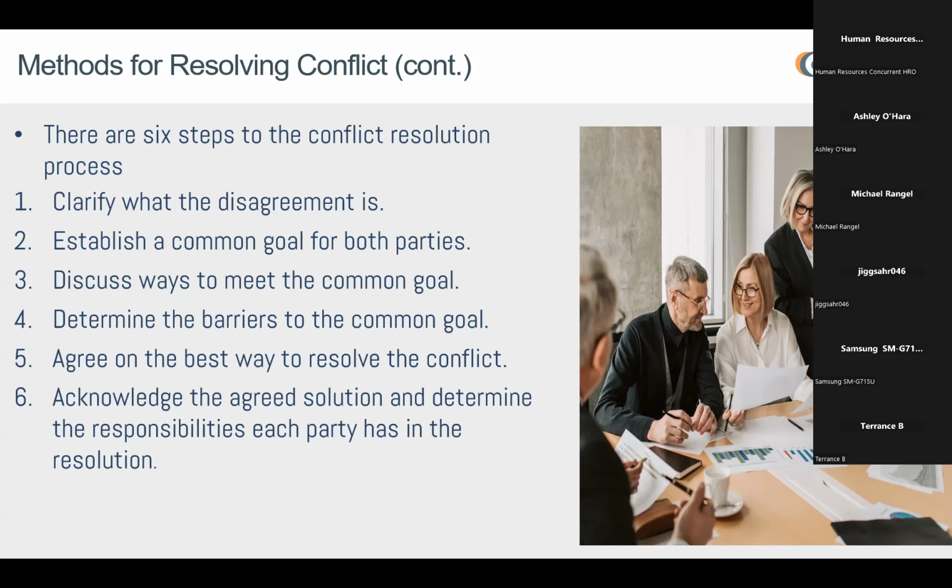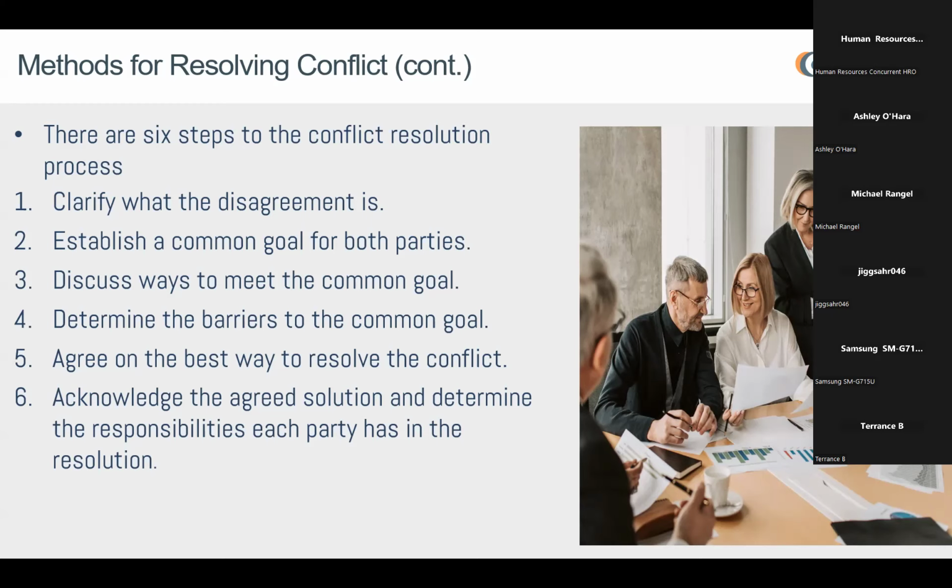Okay. Number 5, agree on the best way to resolve the conflict. All right. Whatever conflict is in place. Again, it's kind of like clarifying what the disagreement is. What are the best ways to tackle what is occurring? And again, what are the barriers that you see in order to resolve the conflict? Okay. Again, this point, agree on the best way to resolve the conflict. This is just good, solid communication. All right. What do they see and what do you see? Are you agreeing on what the conflict is? And are you agreeing on the way to resolve it?